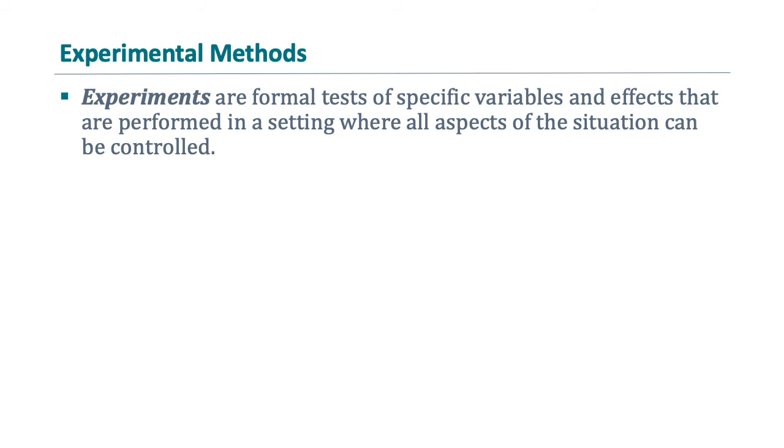The last research method that I'll talk about are experiments, and they are formal tests of specific variables and effects that are performed in a setting where all aspects of the situation can be controlled. Experiments are sometimes difficult to conduct in social settings because it's hard to control every aspect of a social situation, but they can help provide valuable insights into how a person might respond in certain situations.